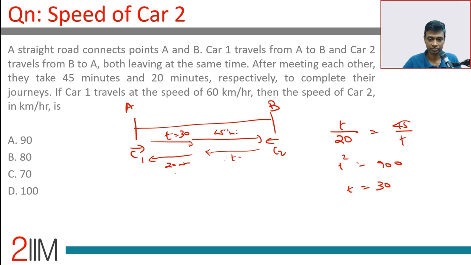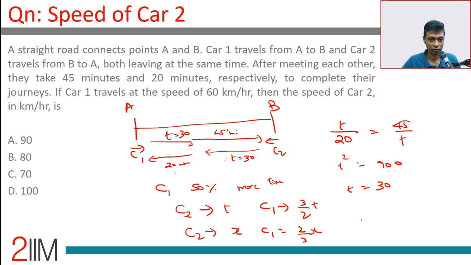In other words, C1 takes 50% more time in both instances. That means C1 is slower. And so if C2 took time T, C1 will take time 3 by 2 T. If C2's speed were x, C1's speed will be 2 by 3 x. 2 thirds of x is 60 kilometers per hour. x is 60 into 3 by 2, 90 kilometers per hour.